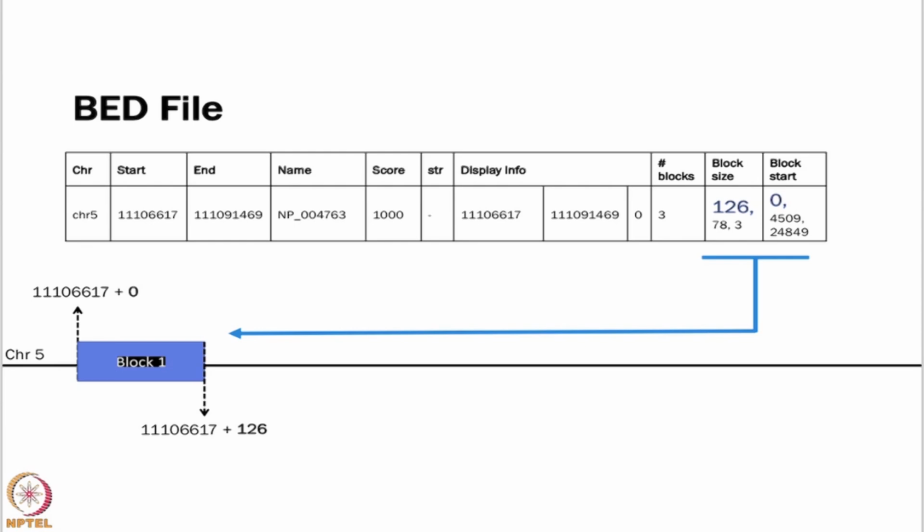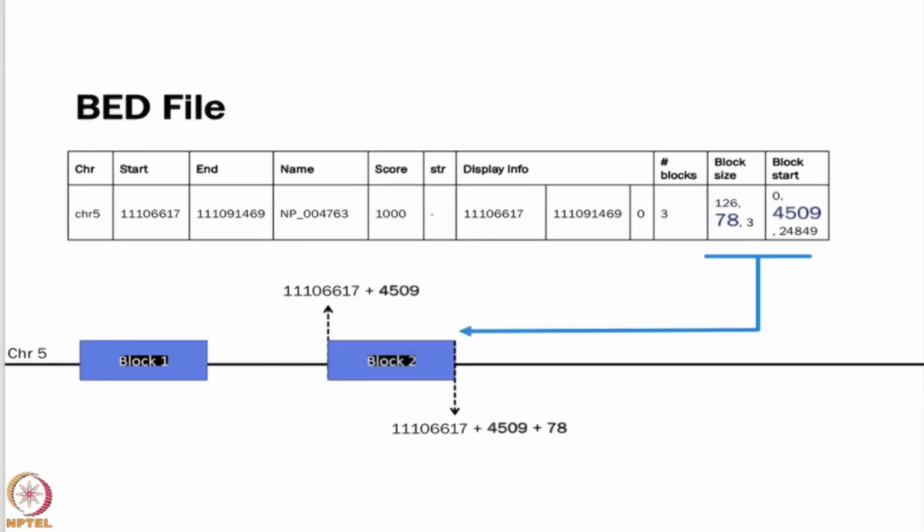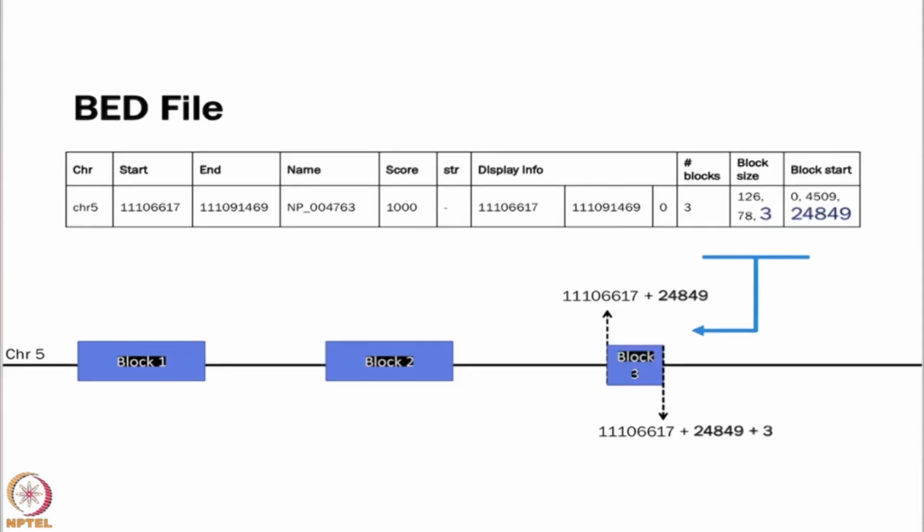It will start where the gene starts. The exon is 126 nucleotides long, so the block end will be 126. And then we'll continue doing this. You always take the start, add the block start to get the start of the exon, and then add the block size to get the end of the exon. You continue doing this for each of the different exons. That's how you parse out the bed file to get the actual genome annotation from it.